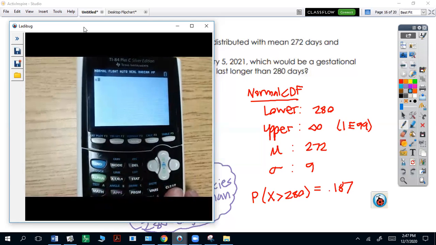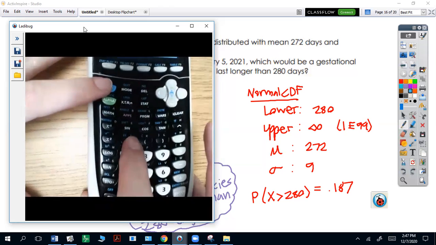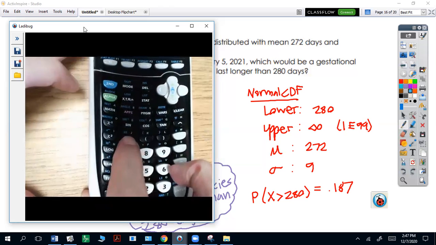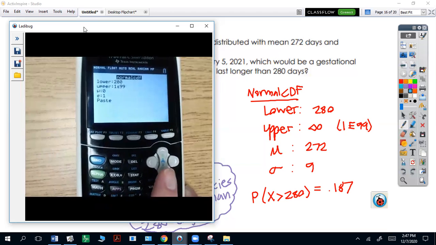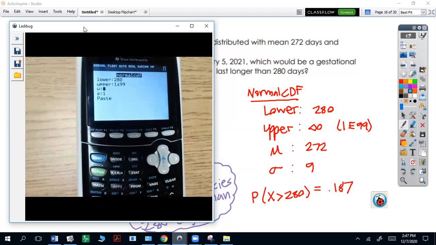So you do second vars, normal CDF, your lower bound. In this case, since we want to know above 280, it's 280. Your upper has to represent everything above it, so infinity, but your calculator has to do 1e99. So you do 1, then second, comma, 99. That's the highest number you can input in there. Your mean is 272, and your standard deviation is 9.